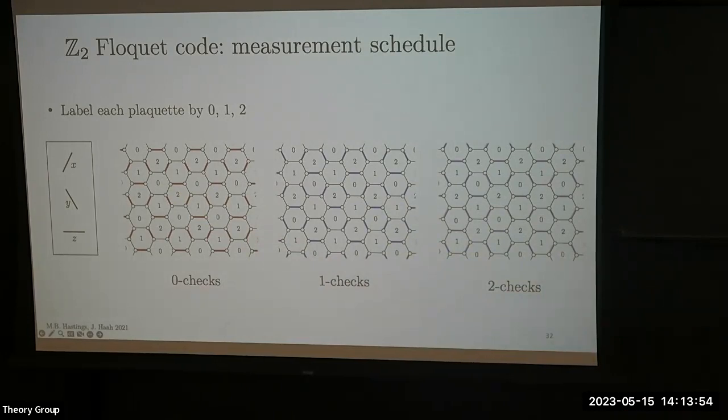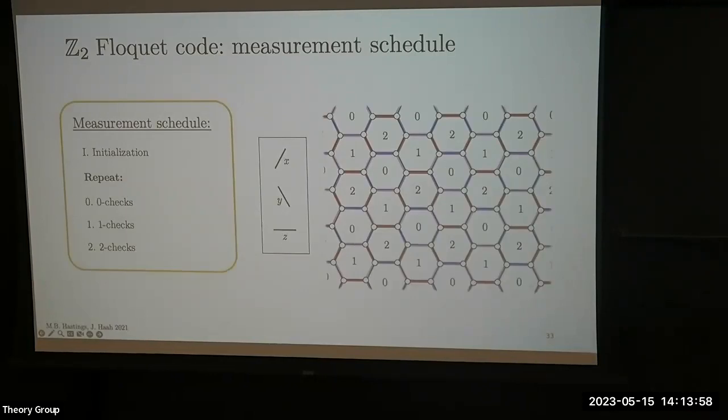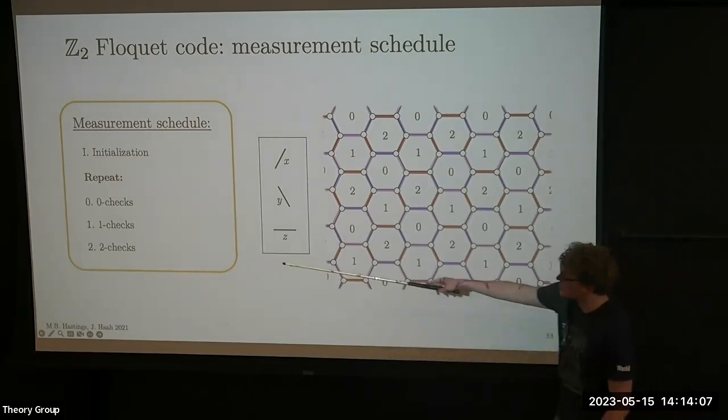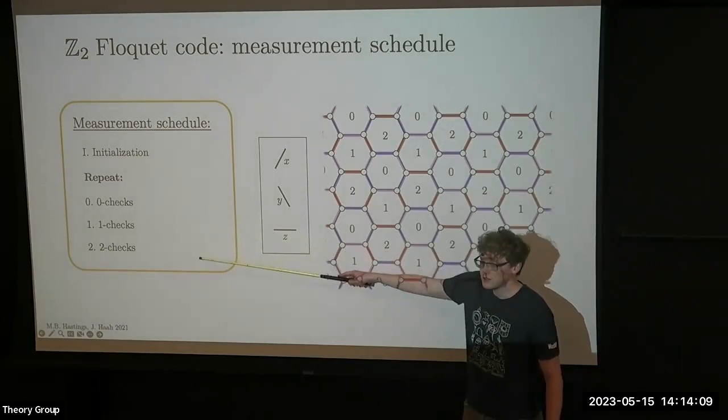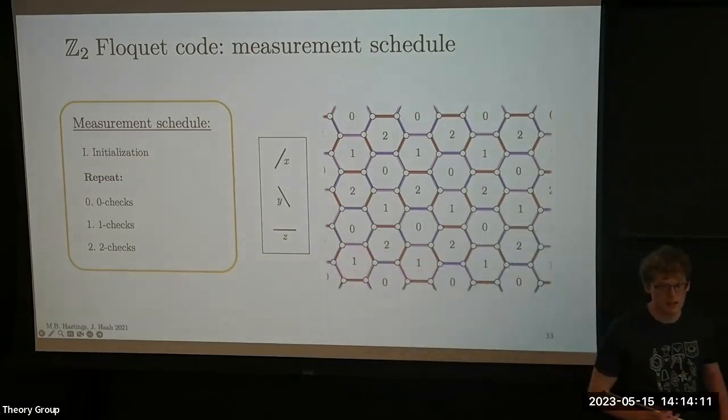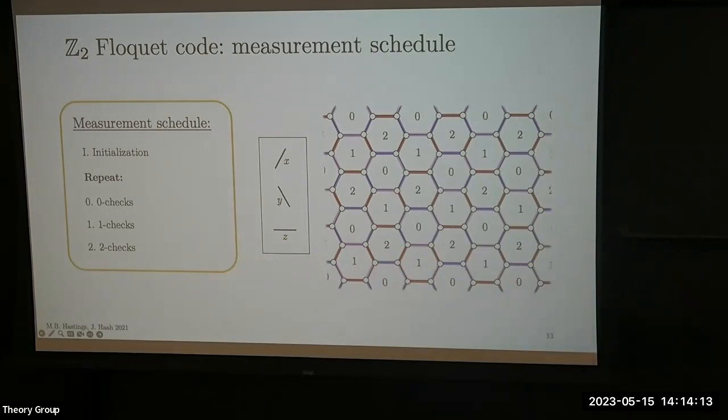The schedule is right in front of us, but I can make this explicit. There's some period of initialization. I won't go into the detail there, but I'm happy to describe that if anyone's interested. But the periodic part of the schedule goes zero checks, one checks, two checks. So I've now told you everything you need to know about the Floquet code. I've told you what gets measured and when it gets measured. And in principle, my claim is that this is enough to be able to detect and correct errors.